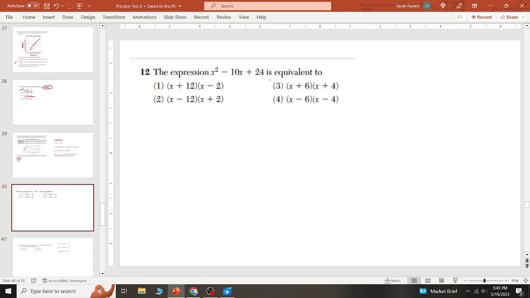Which expression is equivalent? Okay, we just factored this one, didn't we? Well, okay, you have to get the multiples of 24 that add to -10. Negative 6 times a negative 4 gives us a positive 24. A negative 6 plus a negative 4 gives us a negative 10.